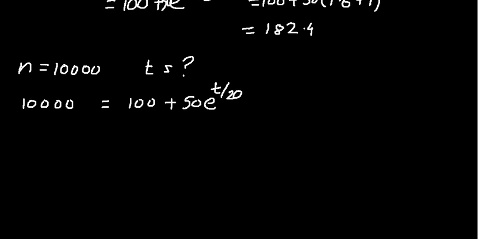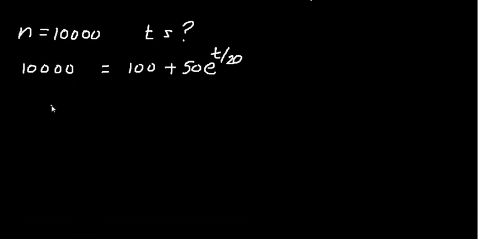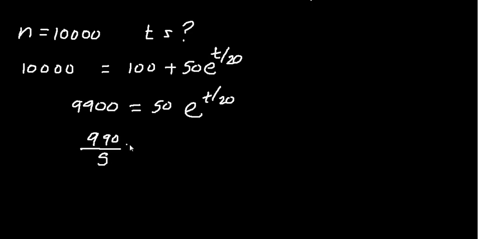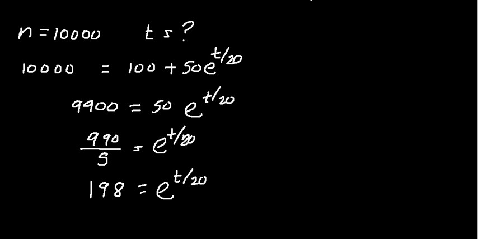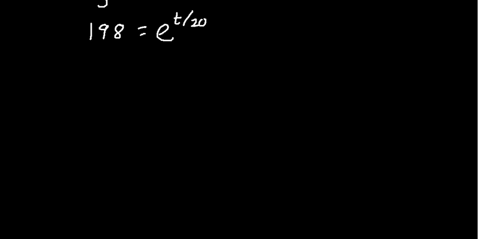Watch this closely how I do this. 10,000 minus 100, that is 9900, is equal to 50 e to the power of t by 20. I divide both sides by 50. That gives me 990 by 5 is equal to e to the power of t by 20. 990 divided by 5 is 198, which is equal to e to the power of t by 20. Now here is the place where I got to ln this e.